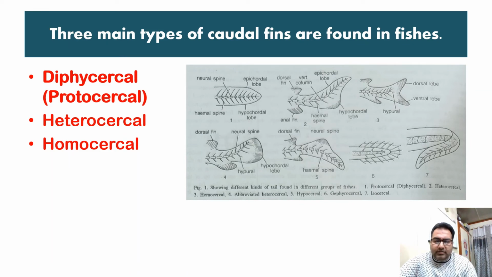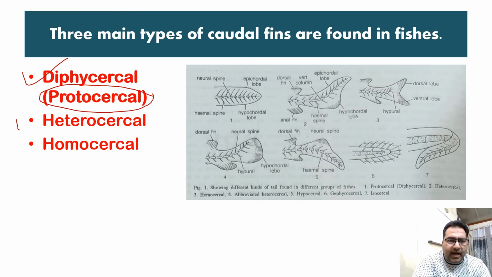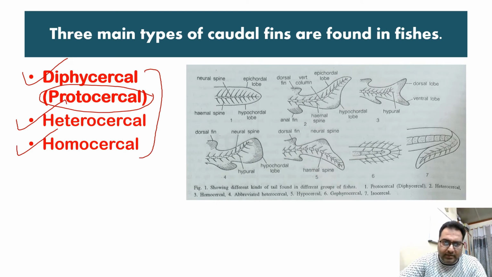So let us talk about the important aspect of the caudal fins, that is the modification. That is how they are modified and what main types of caudal fins are present. First of all, it is the diphycercal, which we also call the protocercal. Then we have the heterocercal, and then we have the homocercal. Though there are modifications of these also, basically they are of three main types: diphycercal or protocercal, heterocercal, and homocercal.